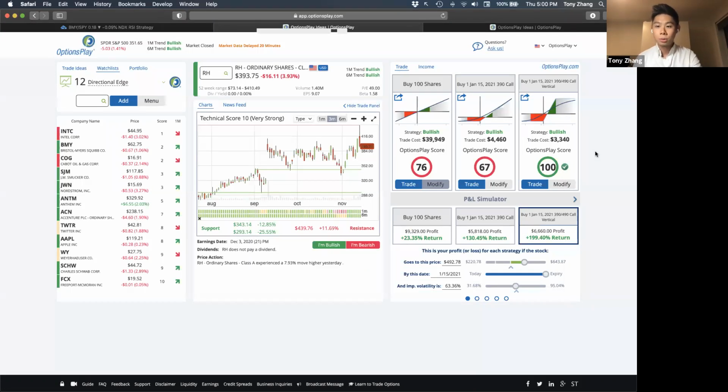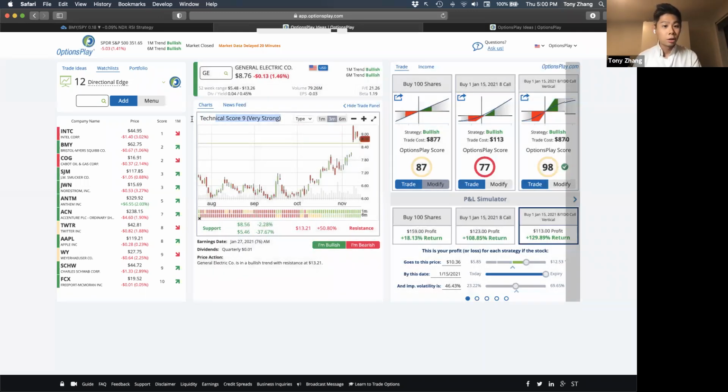Wow, so many symbols. I'm going to try to get through as many as I can here. GE, General Electric, very strong stock. 1 month and 6 months trend was bullish. Now, I will say here, we would have identified this back here on October 16th.